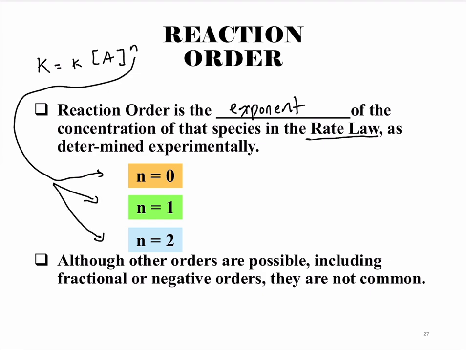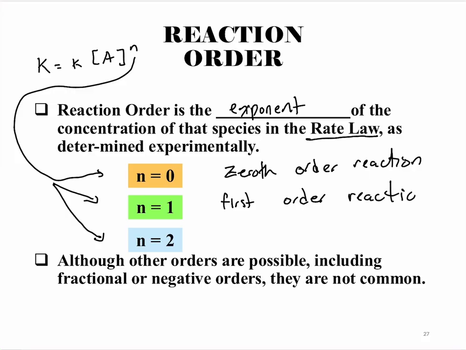N equals 0 is called a 0th order reaction. N equals 1 is a first order reaction, and n equals 2 is going to be a second order reaction. These are really the ones that we focus on because they pop up a lot.